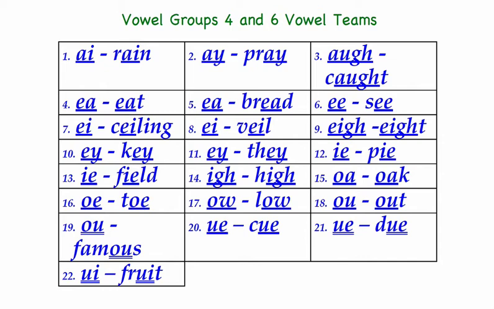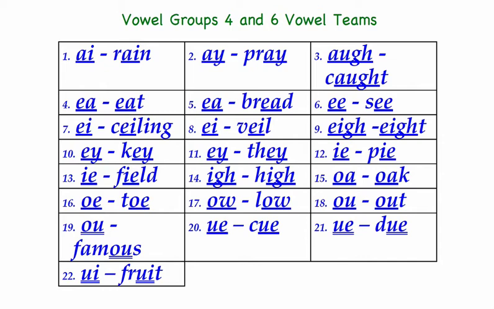Now let's look at all of the vowel group 4 and 6 teams that we have worked with thus far in the program. AI, a, rain. AY, a, pray. AUGH, aw, caught. EA has two sounds it can represent, E as in eat and short E as in bread. When EA represents the E sound, it's a vowel group 4 team. When it represents the short E sound, as in bread, it's a vowel group 6 team.